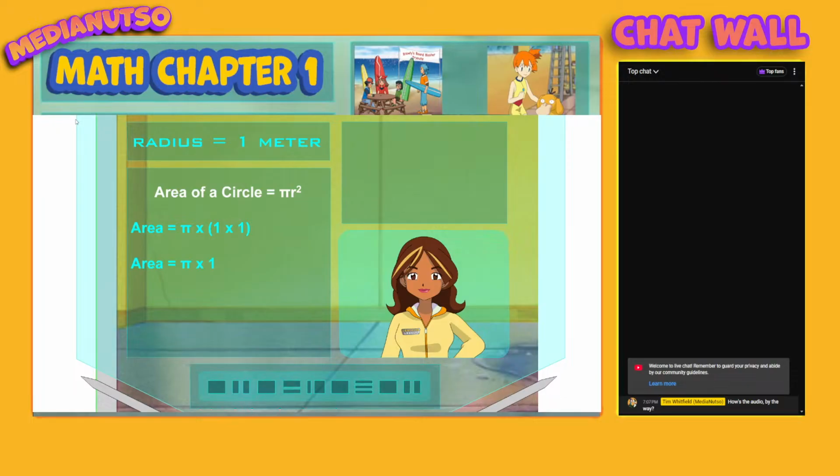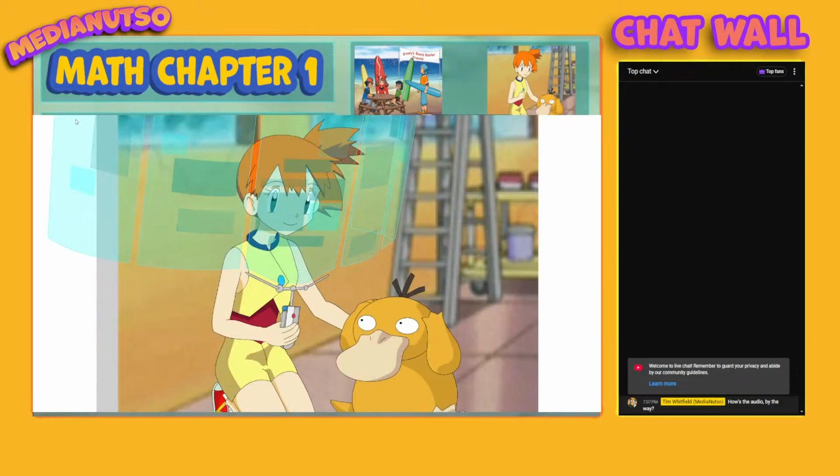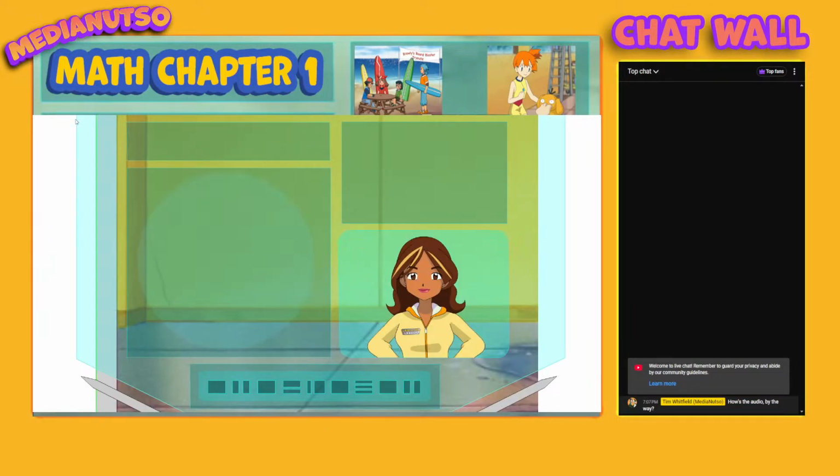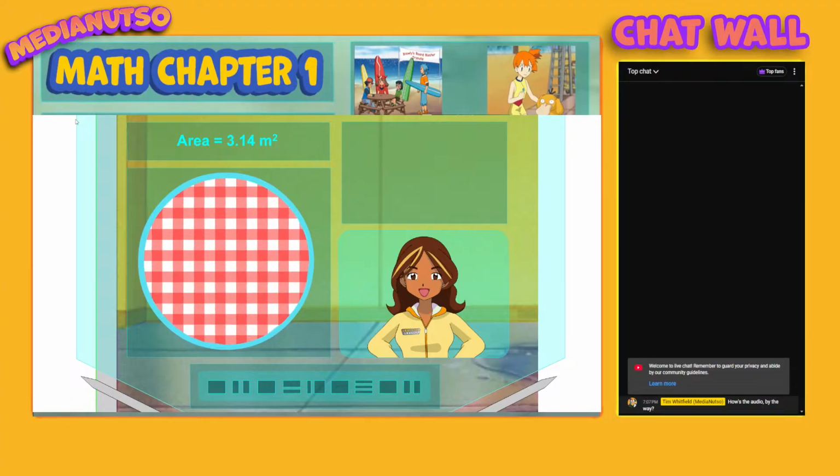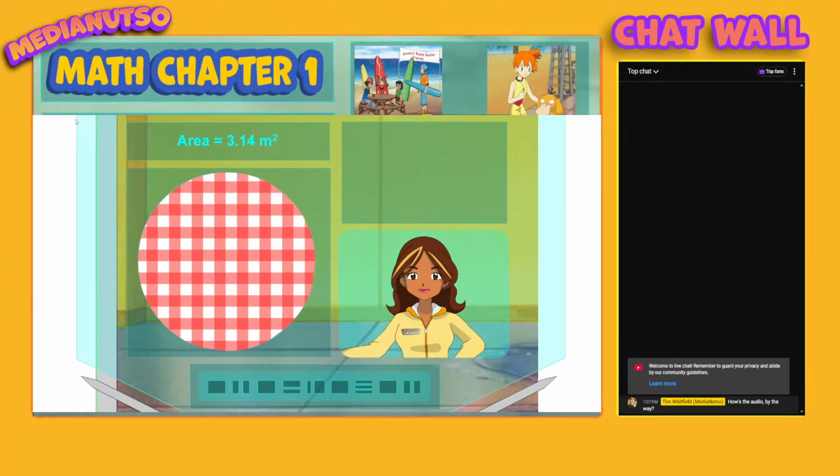1 multiplied by 1 is 1. So the area of this circle is 1 pi. That's it. Now all you have to do is multiply 1 by pi, or 3.14. That is 3.14 square meters. Great work! You'll need 3.14 square meters of material for the top of this tank.